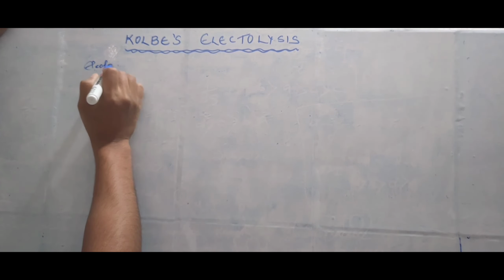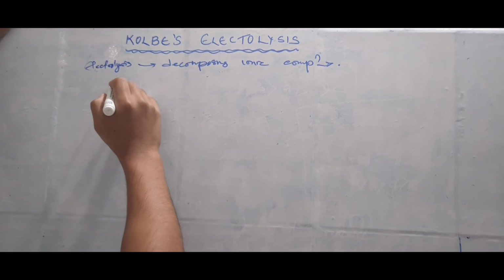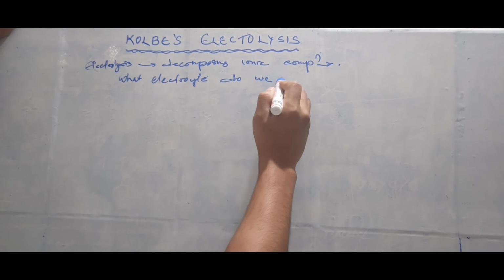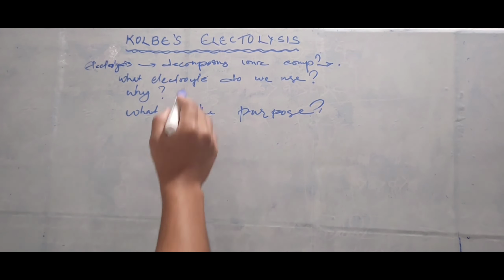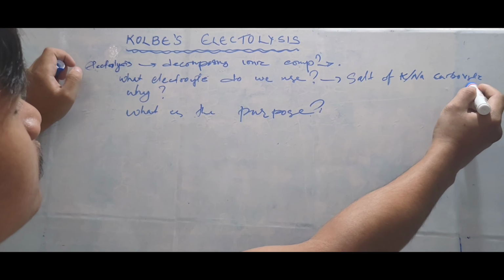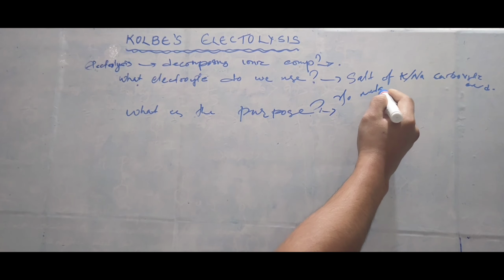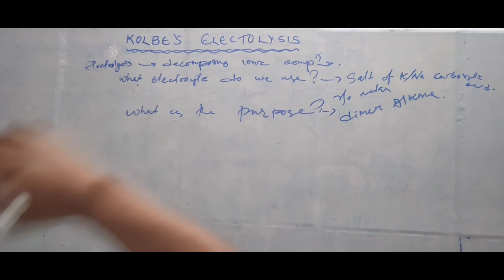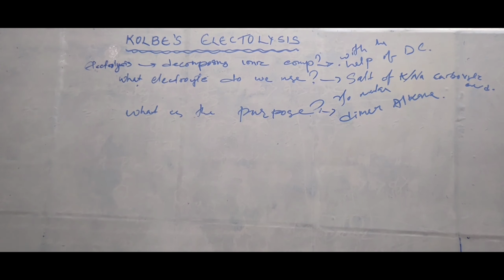Kolbe's electrolysis. So what is electrolysis exactly? Electrolysis is the decomposition of ionic compounds with the help of electrical energy. So why do we use Kolbe's electrolysis? Kolbe's electrolysis helps us in providing symmetrical alkane dimers. Here we need to understand that Kolbe's electrolysis provides not only symmetrical but also unsymmetrical dimers.